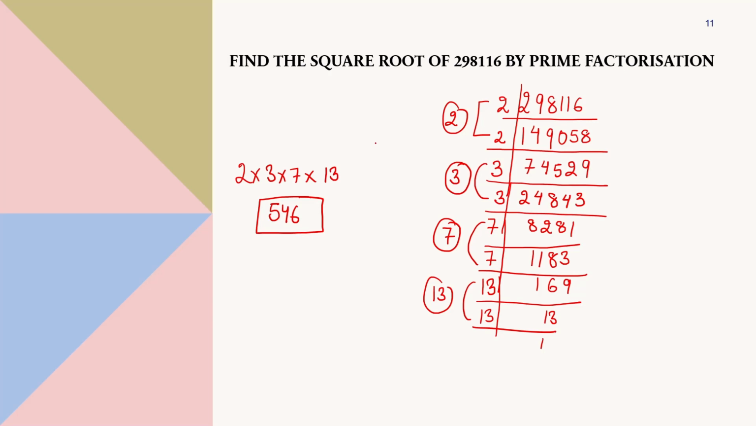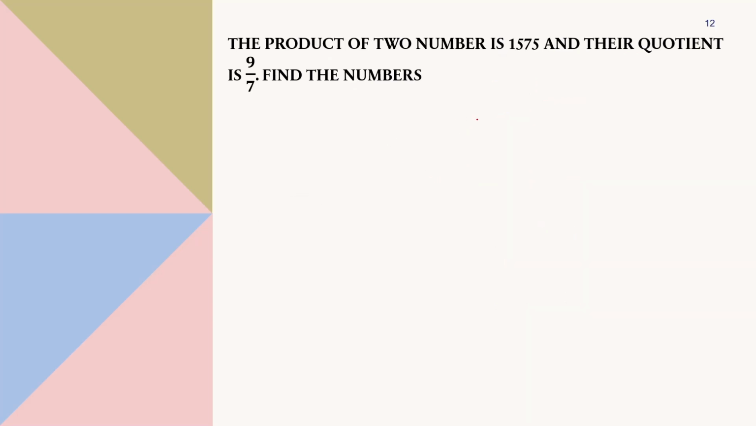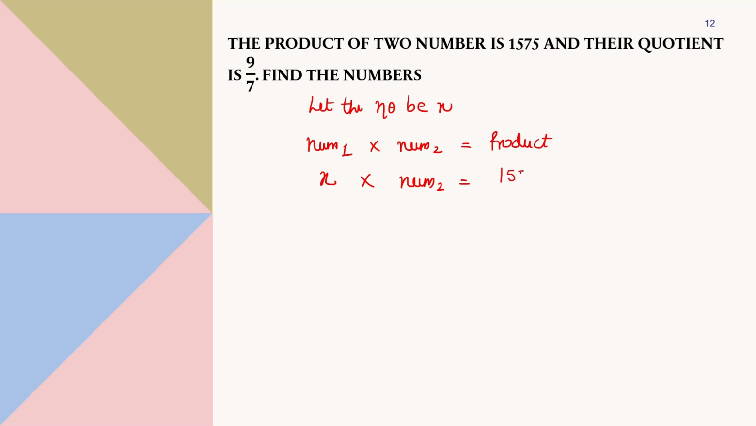Moving to the next word problem, which is based on prime factorization only. The product of two numbers is 1575 and their quotient is 9 by 7. Find the numbers. So let the number be x. If I say the product of two numbers, number 1 into number 2, is equal to the product. So if one of my numbers is x and let the other number be y, the product is given, 1575.